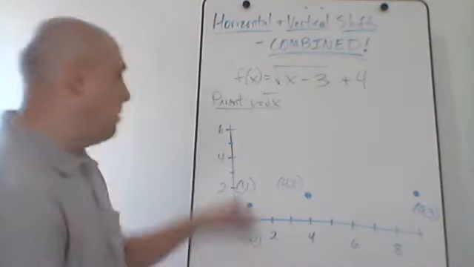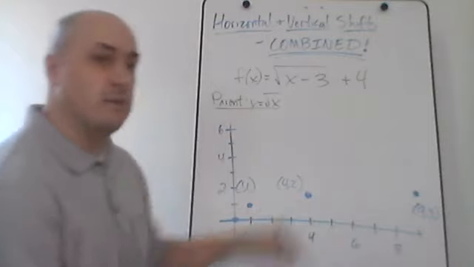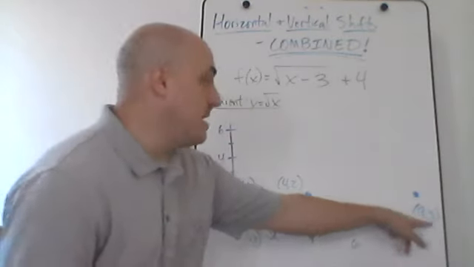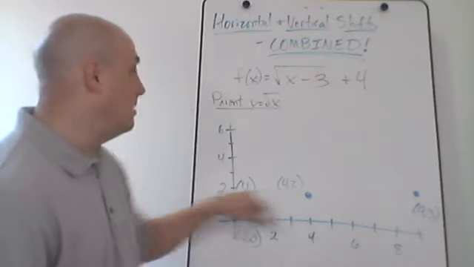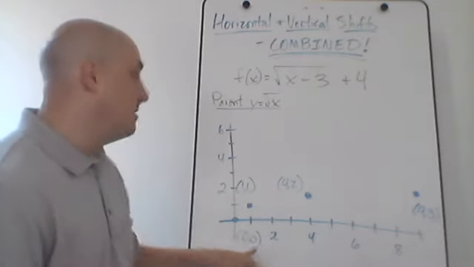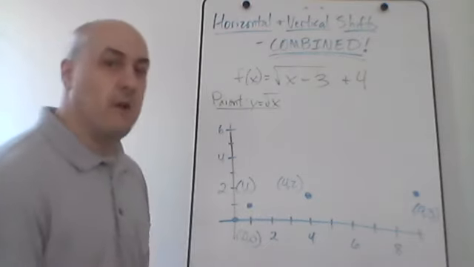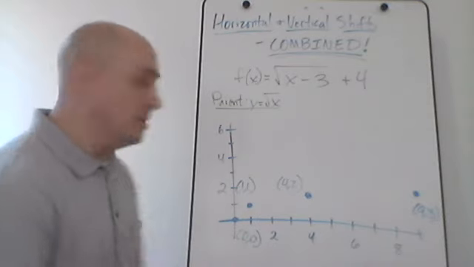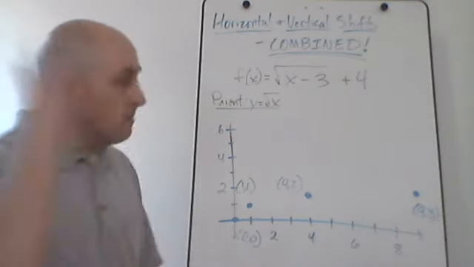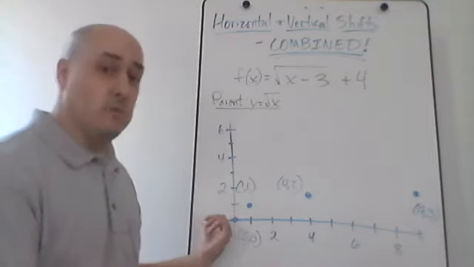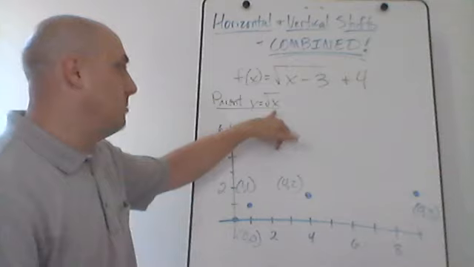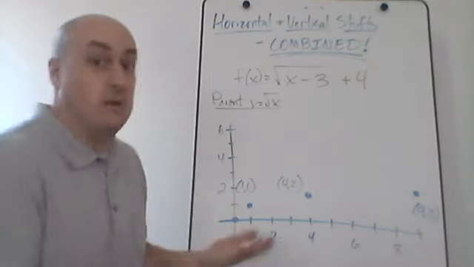The x coordinates of the key points for the square root function are numbers I can take the square root of. The square root of 9 equals 3, the square root of 4 is 2, the square root of 1 is 1, and the square root of 0 is 0. For a lot of the other parent functions, the key points are like -2, -1, 0, 1, 2. That doesn't really work for the square root function. For one, I don't have square roots of negative numbers, so I start at 0. And if I try to plug in x equals 2, what's the square root of 2? I don't know.